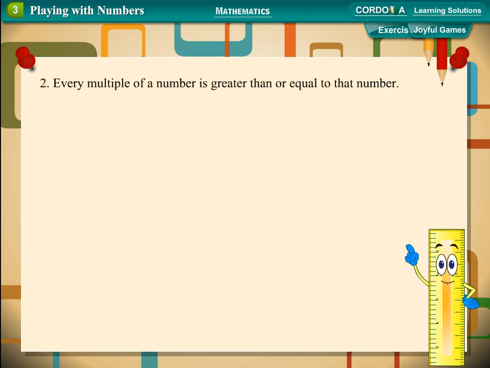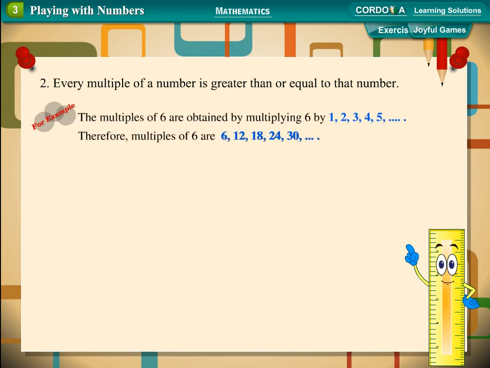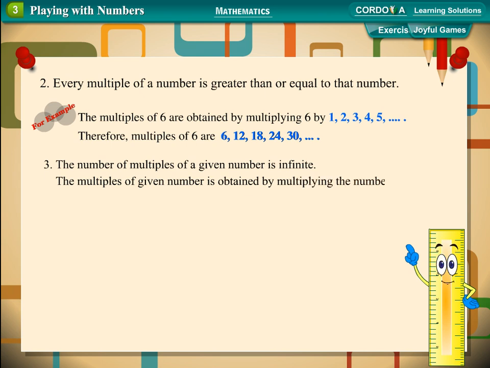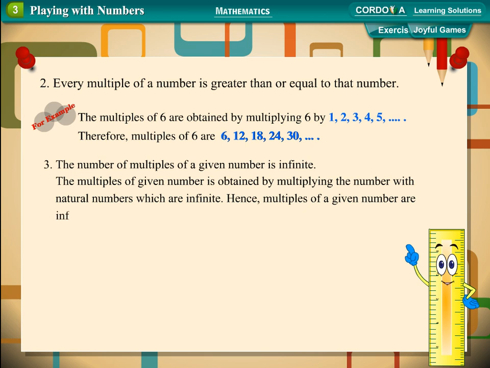Every multiple of a number is greater than or equal to that number. For example, the multiples of 6 are obtained by multiplying 6 by 1, 2, 3, 4, 5, and so on. Therefore, multiples of 6 are 6, 12, 18, 24, 30, and so on. The number of multiples of a given number is infinite. The multiples of a given number are obtained by multiplying the number with natural numbers, which are infinite.